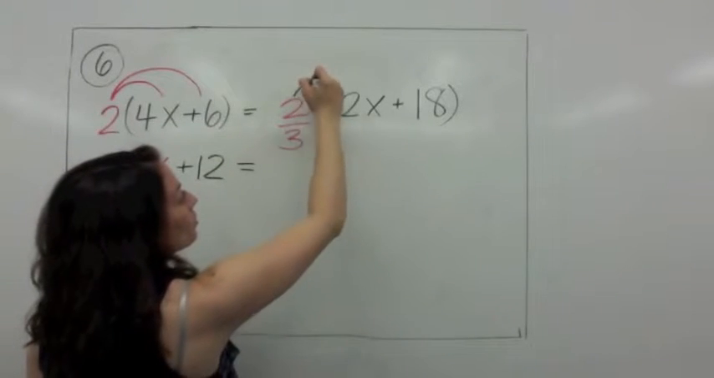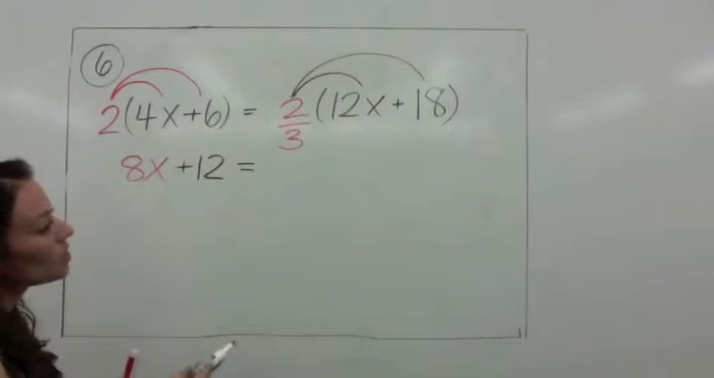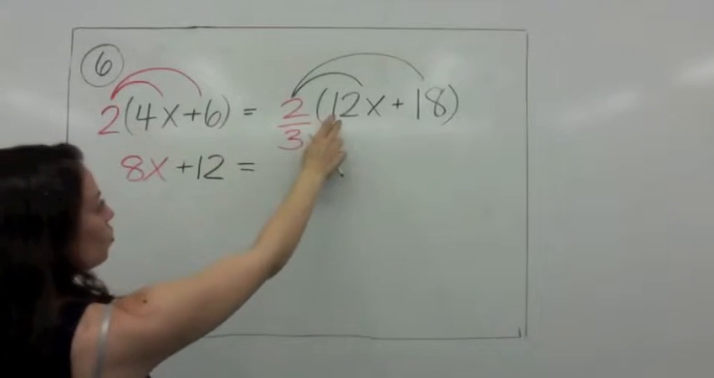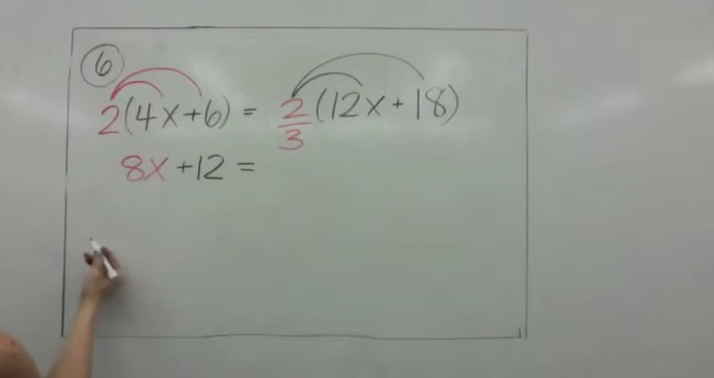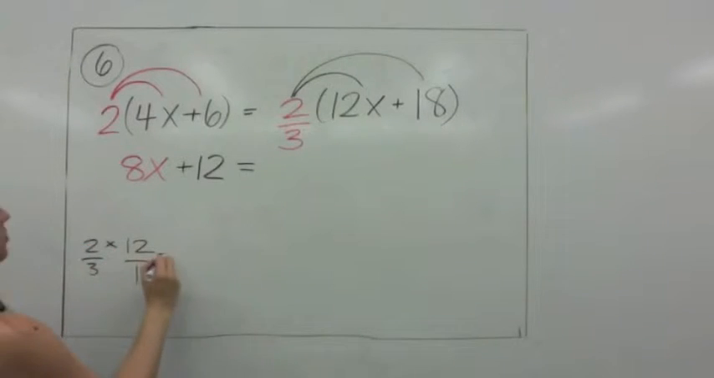Equals. Now we have to distribute a fraction, okay? So we have to do 2/3 times 12x and also 2/3 times 18. Now, just in case you're not sure how to multiply 2/3 times 12 or 2/3 times 18, pretty much you're working with the numerators. You're doing 2/3 times 12. And if it makes you more comfortable, you could put 12 over 1 and multiply top times top, bottom times bottom. You can also think about it as 2 times 12 divided by 3. I'll say that again.